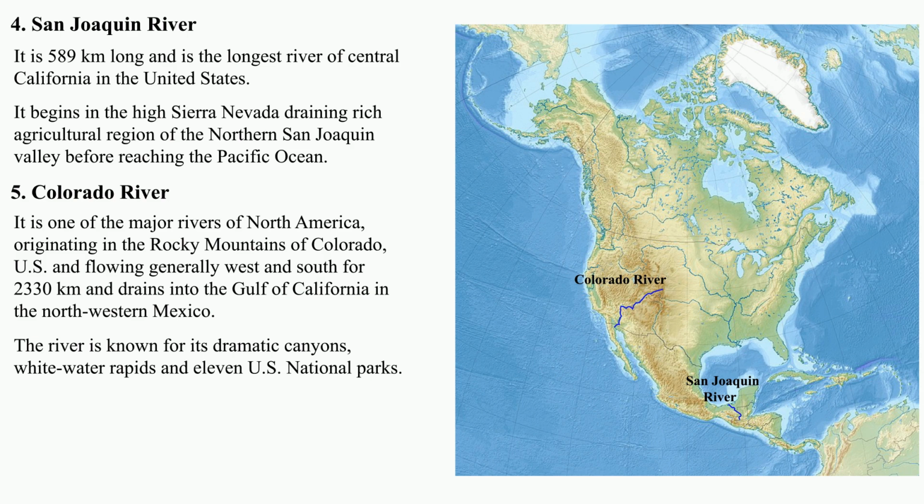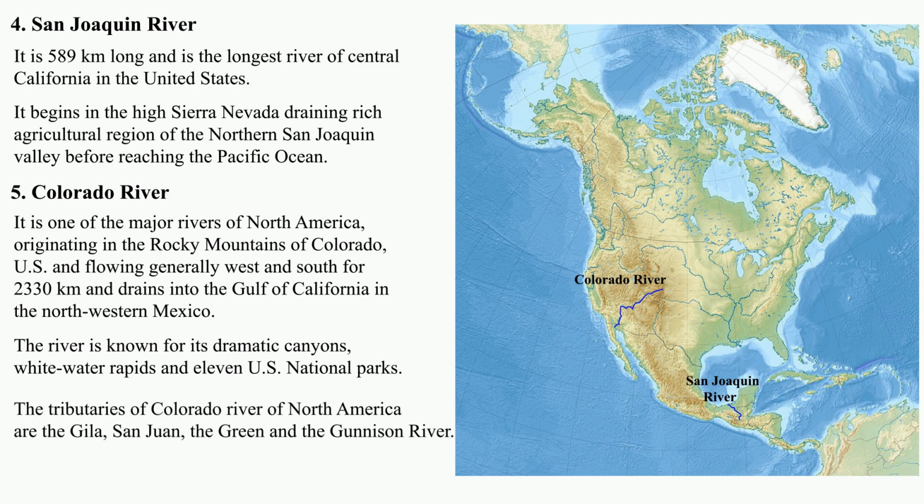So in terms of cultural presentation, it is also one of the important rivers of North America. The tributaries of the Colorado River of North America are the Gila, the San Juan, the Green, and the Gunnison River.